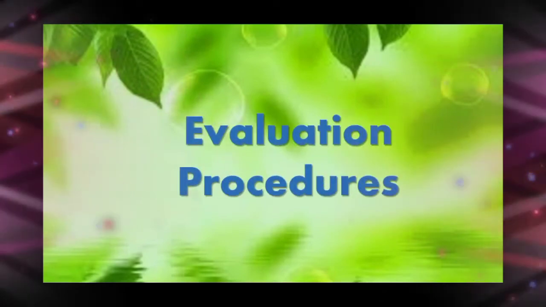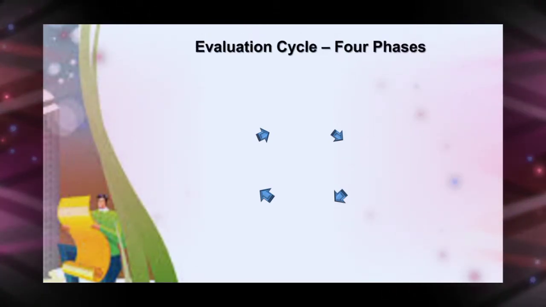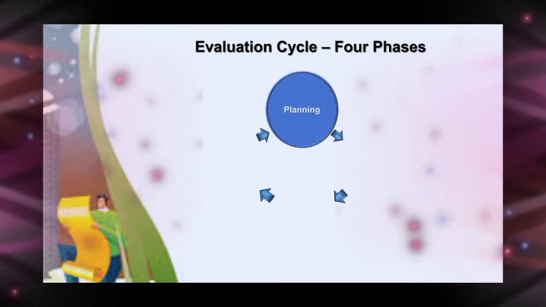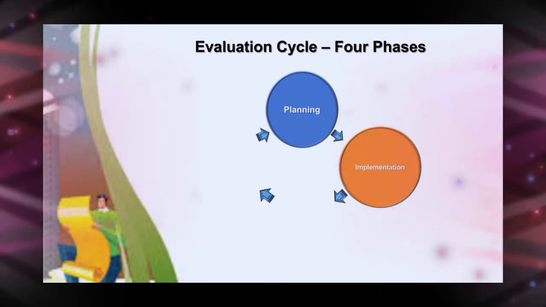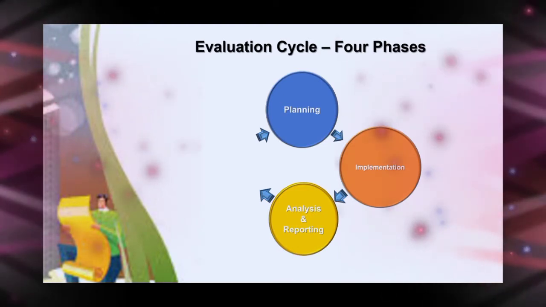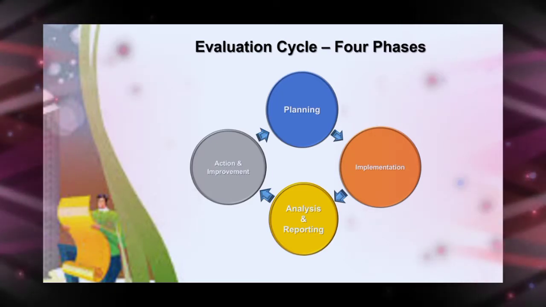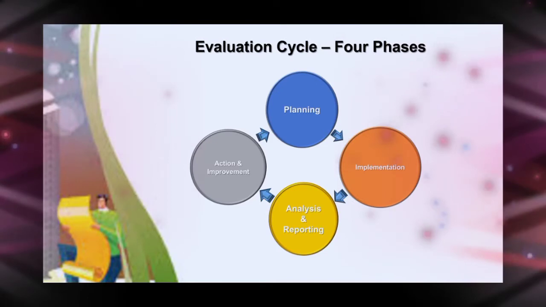Next is the evaluation procedures. There are 4 phases in the evaluation cycle. So we have the planning. Second is the implementation. Third is the analysis and reporting. And lastly, the action and improvement. So let's discuss about these 4 phases.